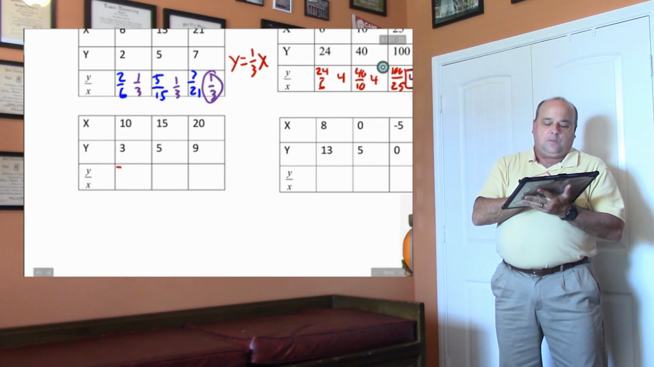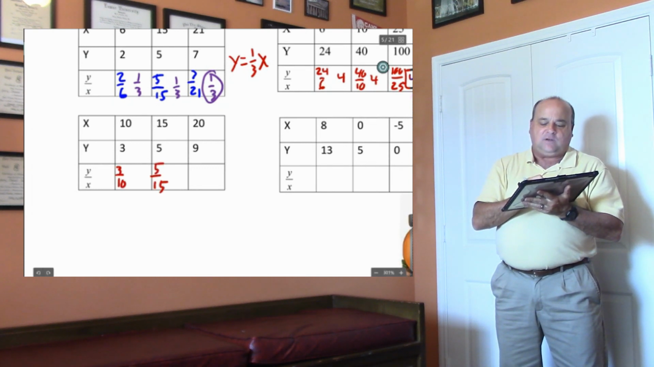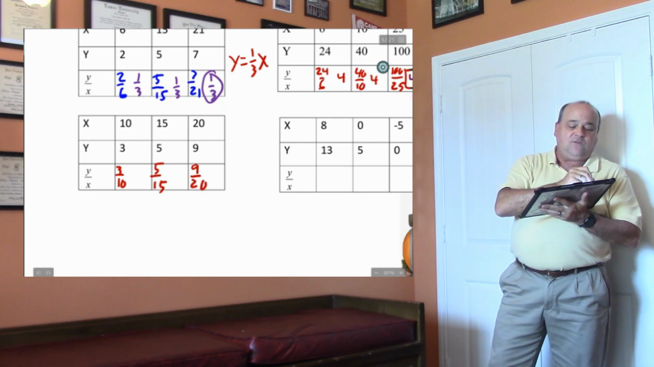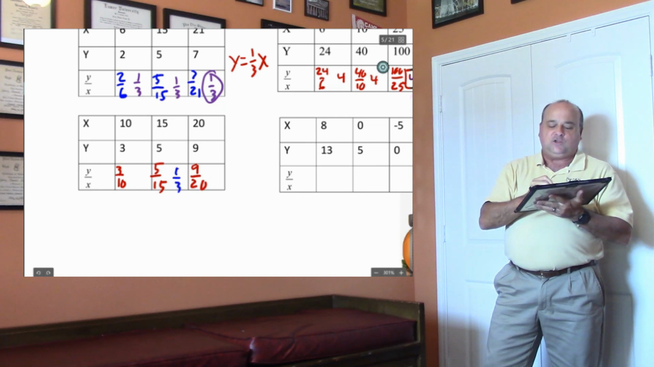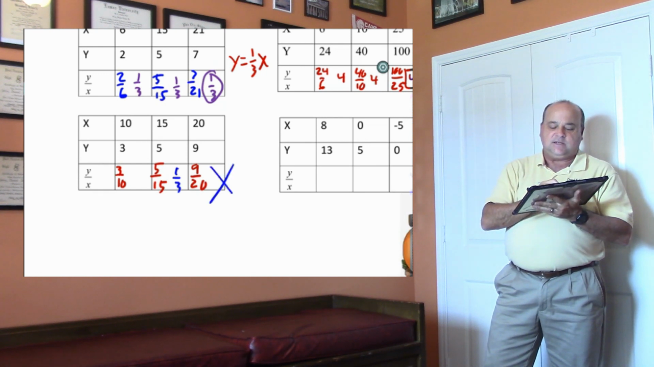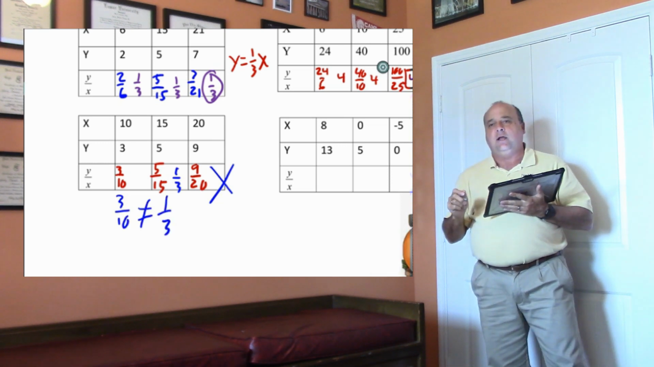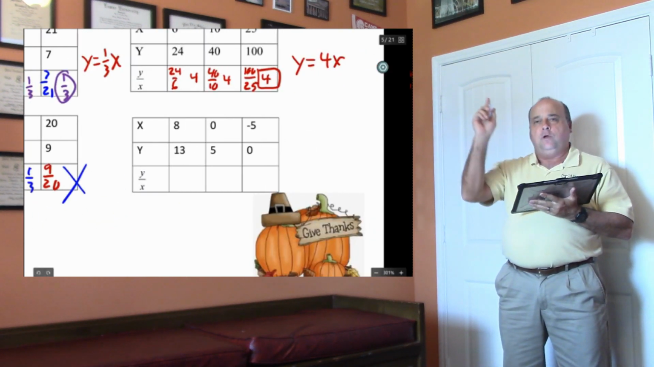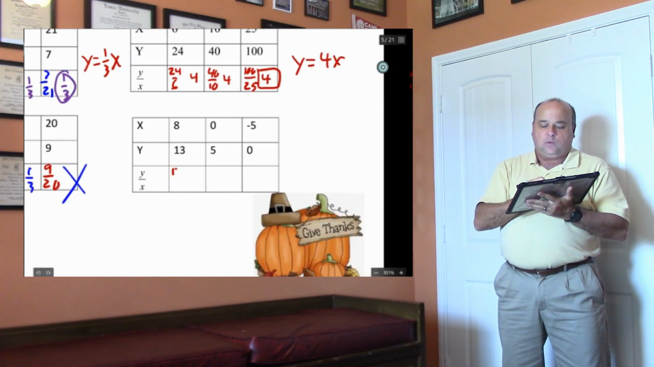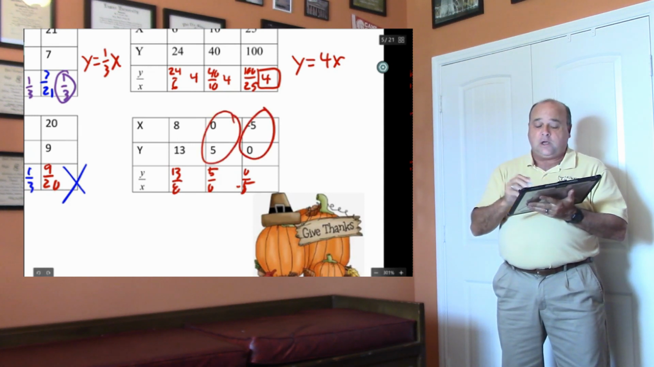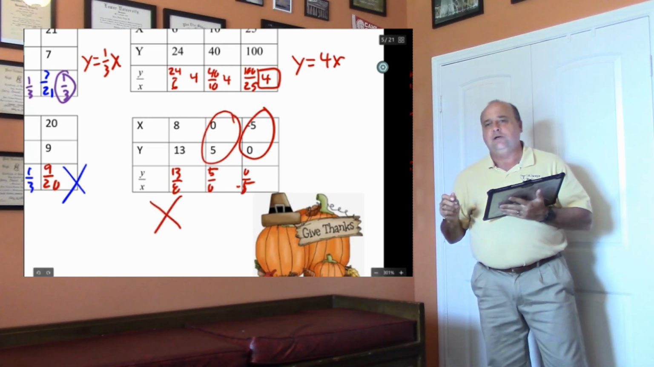Okay, on this one right here, we're going to put 3 over 10, then 5 over 15, and then 9 over 20, and we're going to punch that into the calculator. 5 over 15 would be 1/3, wouldn't it? This would not work, would it? Because this does not equal this, does it? So it does not have direct variation, right? On the next one, put y over x on every single one of them. So we're going to put 13 over 8, 5 over 0, and 0 over -5. This does not work, does it? Because it doesn't have 0, 0, does it? So this would not have direct variation.